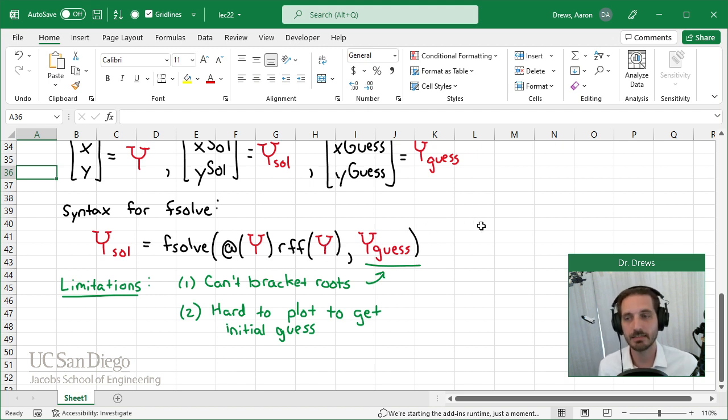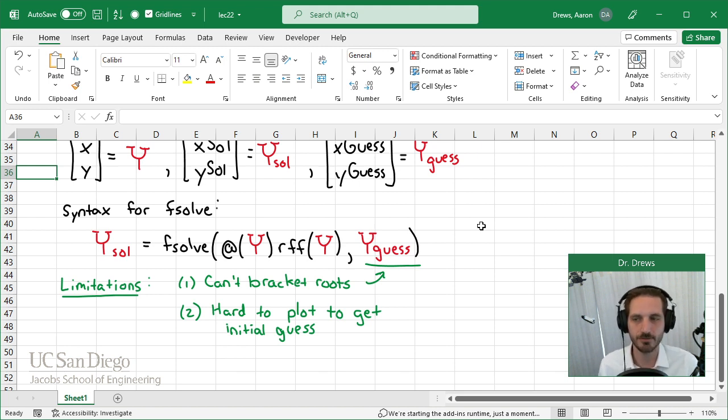I'm trying to keep it looking fairly similar to what we had for F0. The difference is that we use that capital Y as our column vector for all of these values. Otherwise, we change the word F0 to Fsolve, and we keep the syntax the same as it was for F0. It is subject to these two limitations that we've got here, which is you can't bracket the roots like you did for F0. So you have to provide initial guesses.